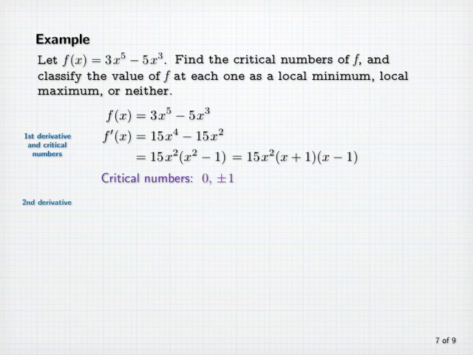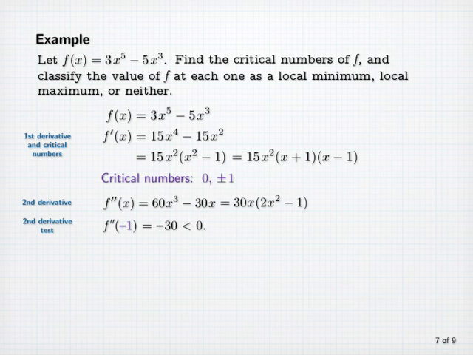Now let's compute the second derivative. F double prime of x, again using the power rule, is 60x cubed minus 30x, and factoring gives us 30x times 2x squared minus 1. Now we'll apply the second derivative test to each of the three critical numbers. Let's start with negative 1.